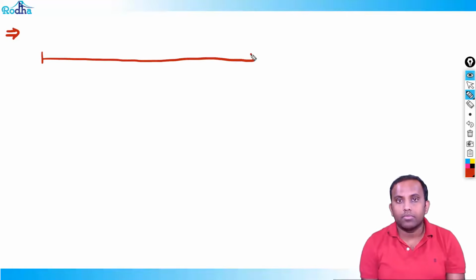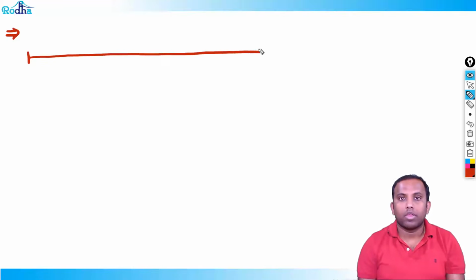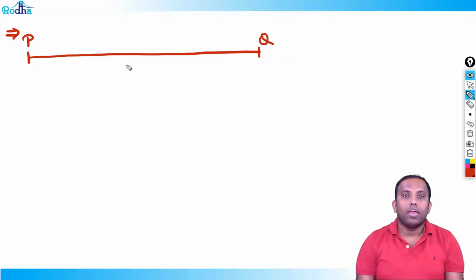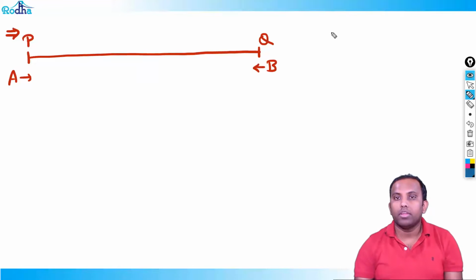This is a linear track. Let's say this PQ is a linear track. And in this linear track PQ, A starts at this point, and B starts from this point. So the points to be noted here are: A and B started simultaneously. That means at the same time.